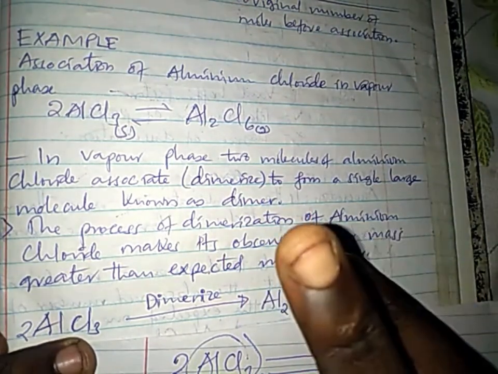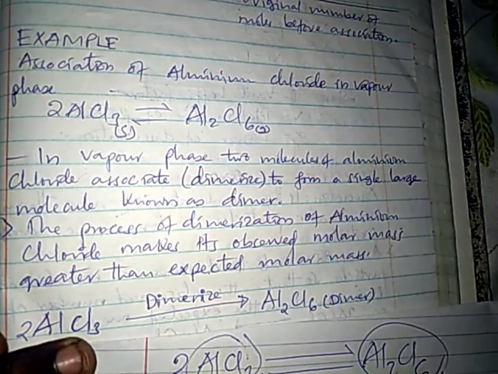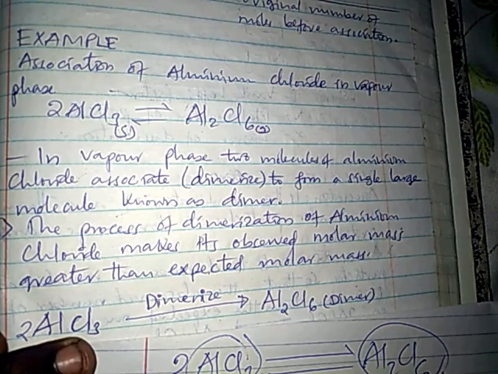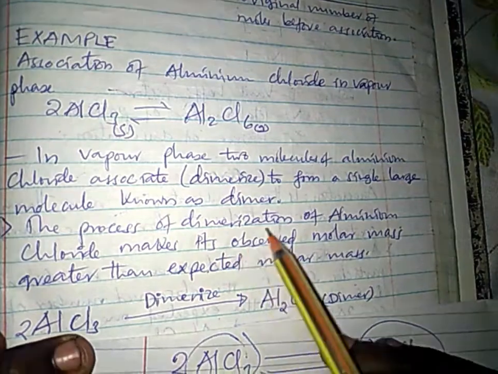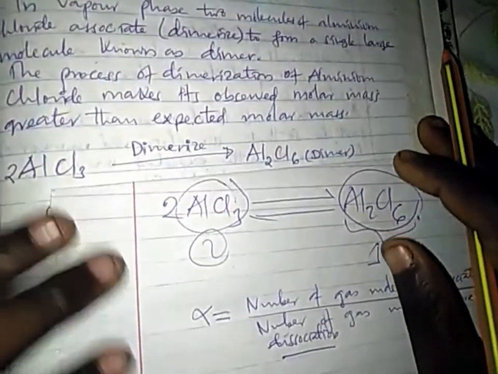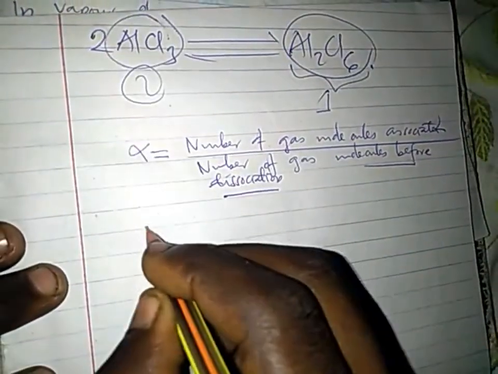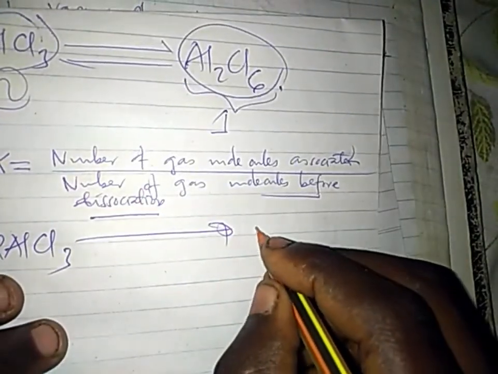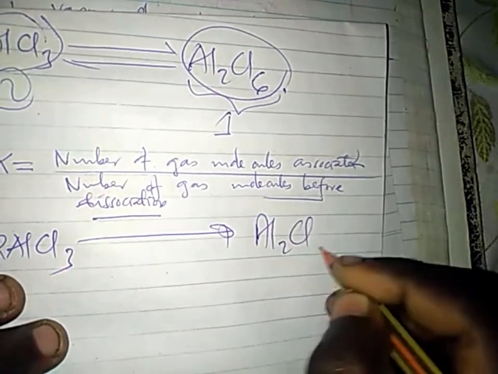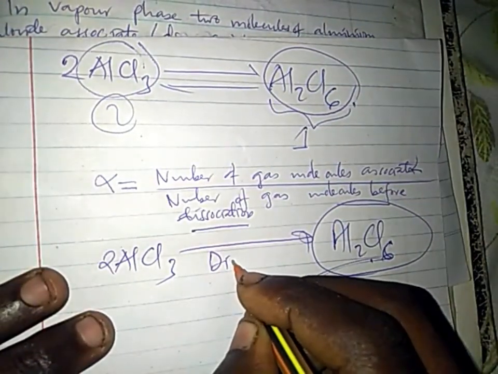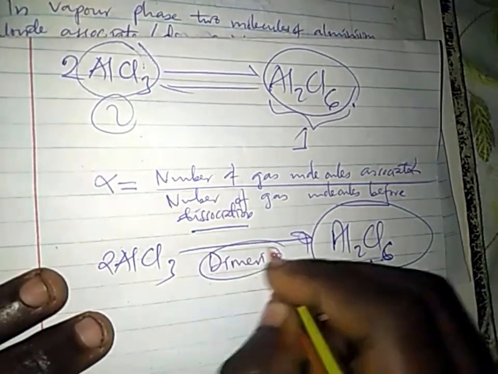When we have two molecules joining together to form one molecule, we call it dimerization. So the process of dimerization of aluminium chloride makes its observed molar mass greater than expected. For example, when we have 2 aluminium chloride molecules, they dimerize to form Al2Cl6. This is the dimerized molecule of aluminium chloride. The process that takes place here we call dimerization.